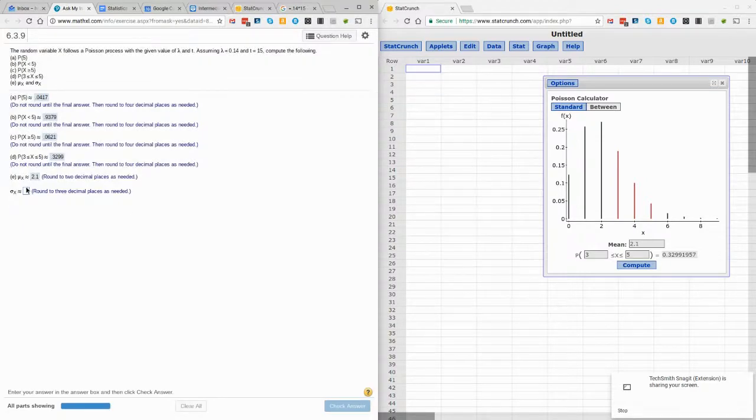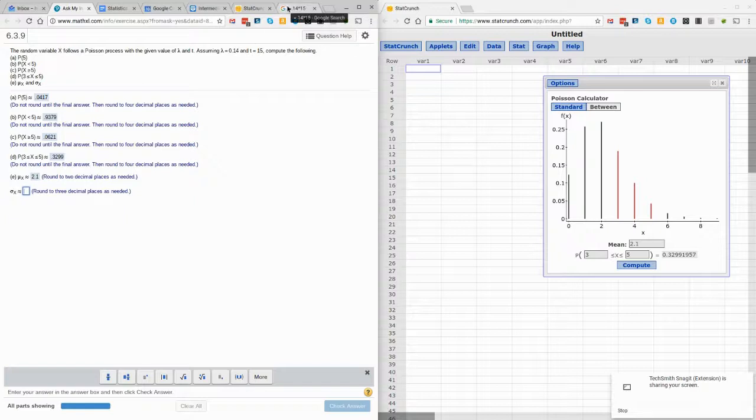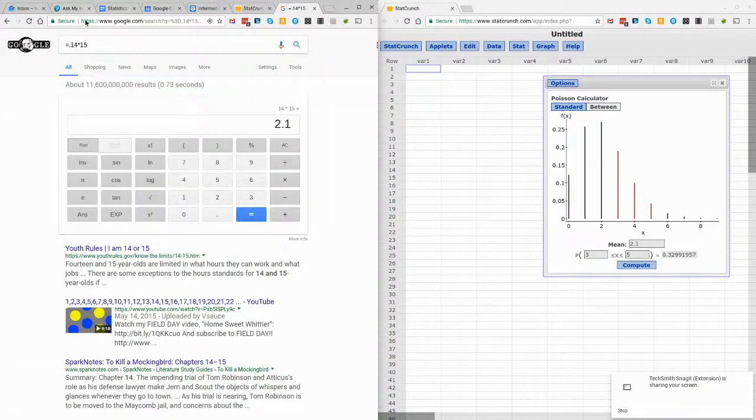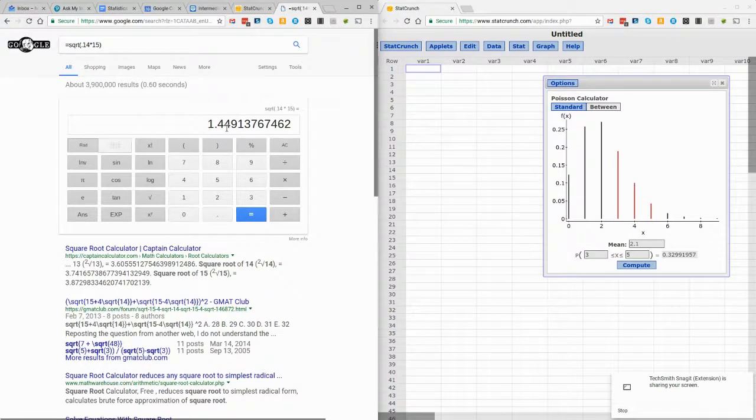And here the standard deviation is just a formula for the Poisson distribution. It's the square root of the mean. It's almost that for the binomial, but it's not quite the square root of the mean. But in the Poisson, it's just that simple. So we just take the square root. Let's see if I can do it on Google. And I get 1.44.